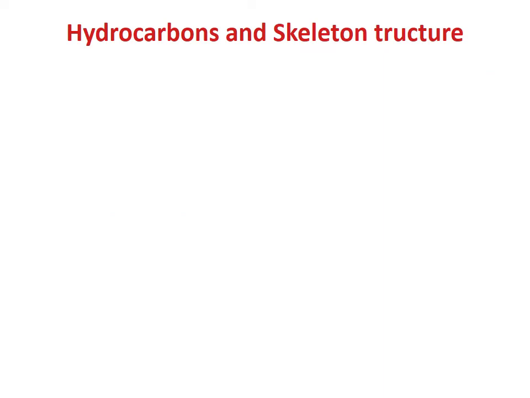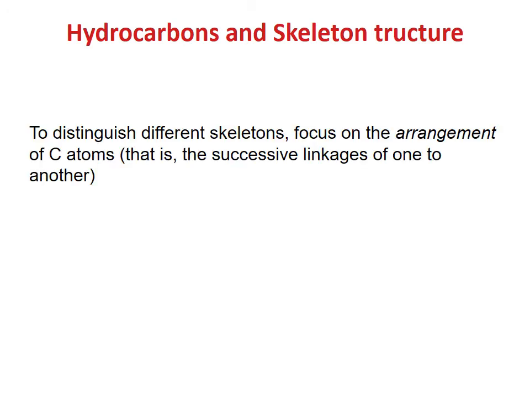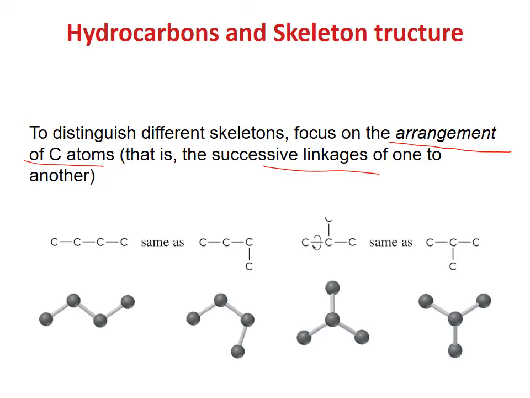In the last slide, we showed that a carbon-carbon single bond can rotate. So when we draw the structure, they may look different, but they represent the same molecule. And we should focus on the arrangement of carbon atoms, that is, the successive linkage of one to another. For example, here shows butane, and the second one and the first one are the same molecule. The only difference is the rotation. You rotate along this bond, and you get the last one.